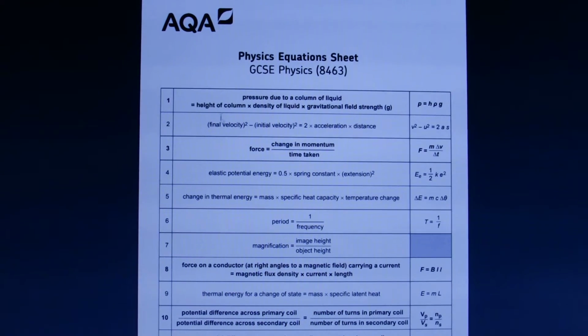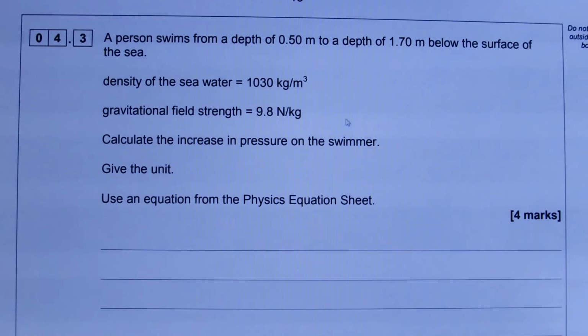Pressure due to a column of liquid is height of column times density of liquid times gravitational field strength. That was the question I just answered. The height of column increased. Nothing else changed. Of course the pressure increased. That's probably the one they want. And it doesn't include units. That's alright. 4 marks.